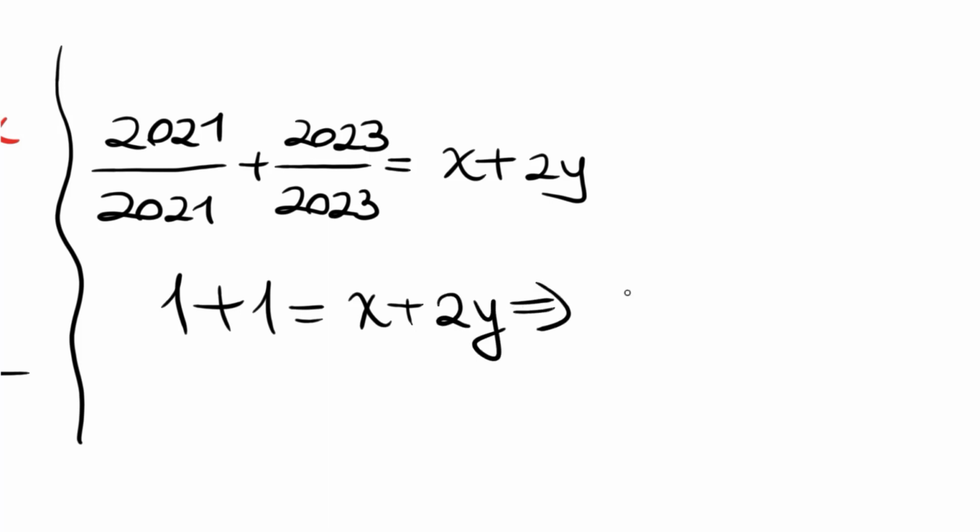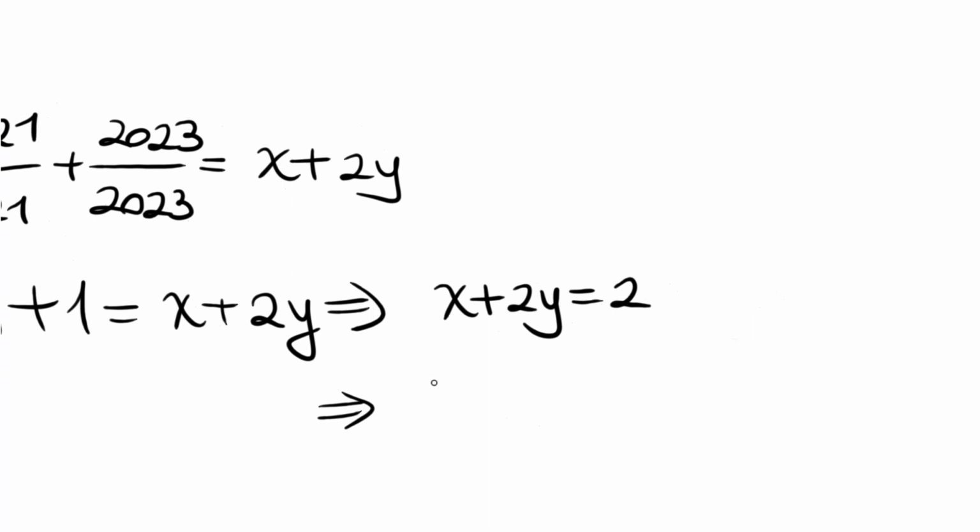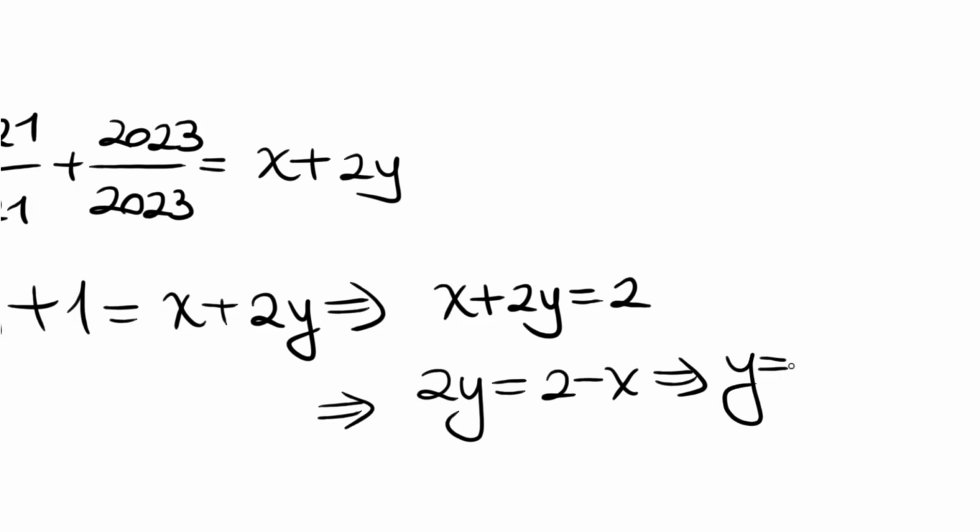So we have x plus 2y is equal to 2, and we want to find what is y. So 2y is equal to 2 minus x, and y is equal to (2 minus x) divided by 2.